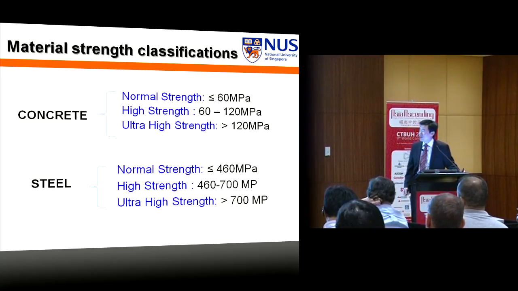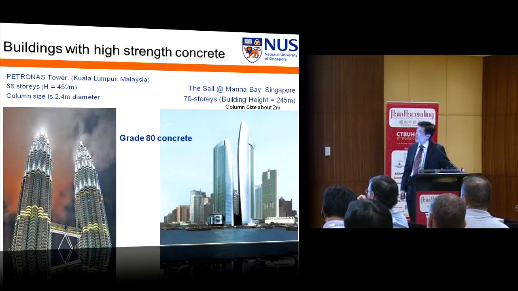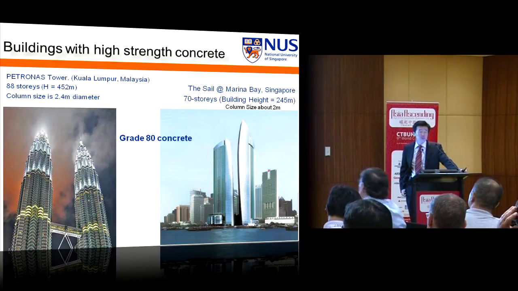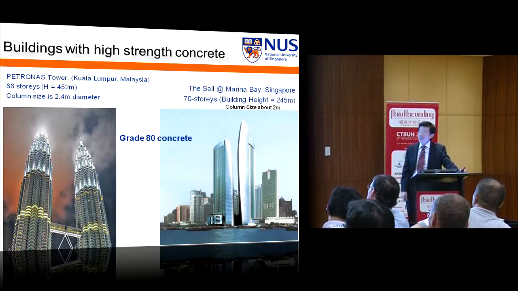So connection technology, especially welding technology, is a very important aspect of how to use this type of high strength steel material. For concrete, you can see many high-rise buildings, such as the Petronas Towers in Malaysia with a height of 452 meters, using grade 80 concrete. The column size is already 2.4 meter diameter when it comes to the foundations.